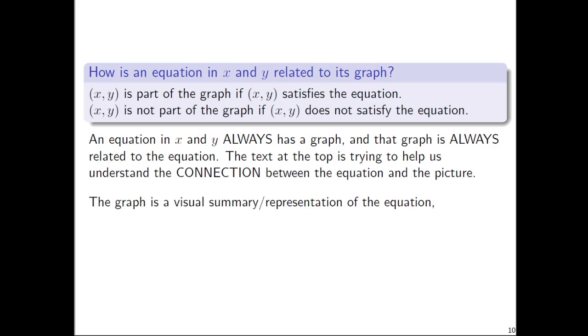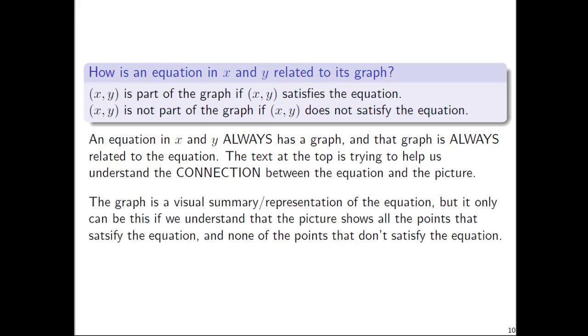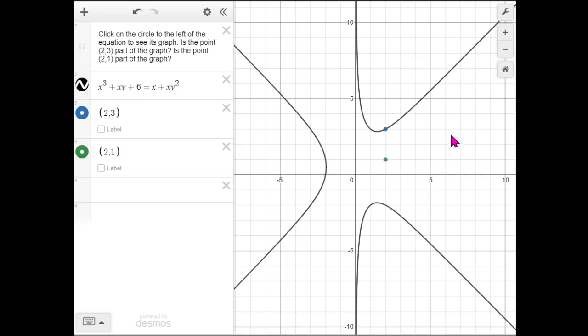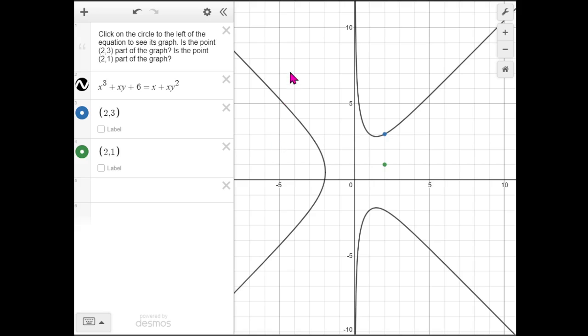Okay, the graph is really supposed to be a visual summary or representation of the equation, but this can only be useful if we understand that the picture really shows all the points that satisfy the equation and shows none of the points that don't satisfy the equation. So it shows the points that do and doesn't show the points that don't, right? The graph is truly every point shown here in black is an example of a point that satisfies the equation, and every point that wasn't shaded in black is just an example of a point that doesn't satisfy this equation here.